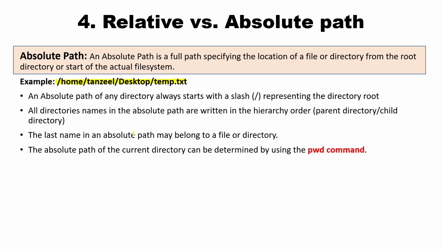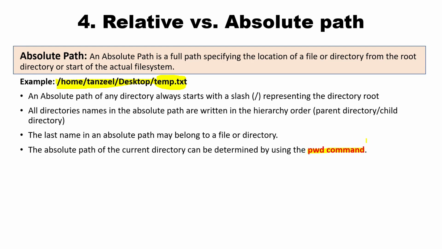Then the last name in an absolute path may belong to a file or directory. But except the last name, all the names in an absolute path will be directories only. So all these three are directories, and the last name may or may not be a directory depending on the chosen file or directory. If we have chosen a file, then obviously the last name will be a file, otherwise it will also be a directory. Then the absolute path of the current directory can be determined by using the pwd command.